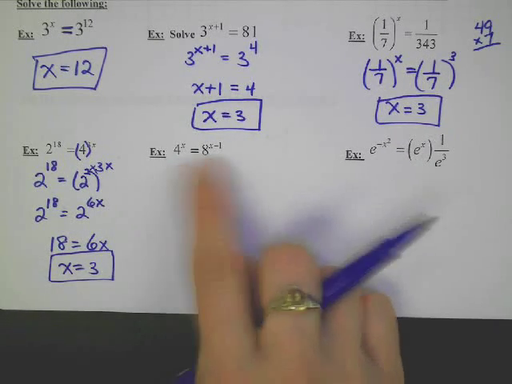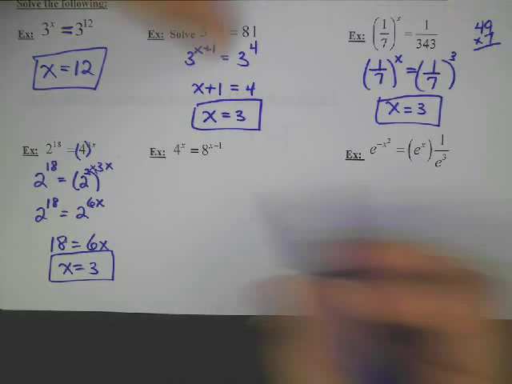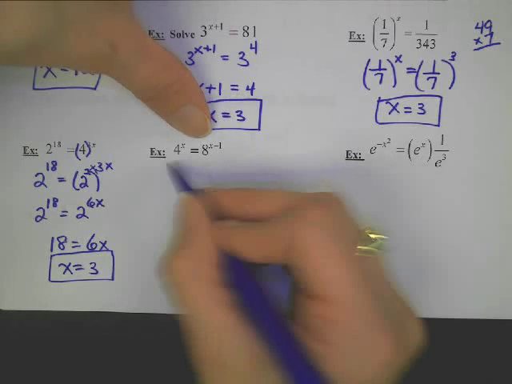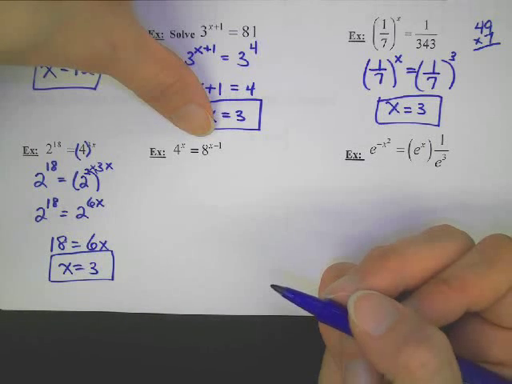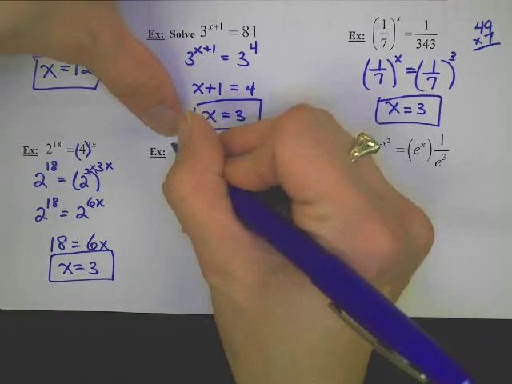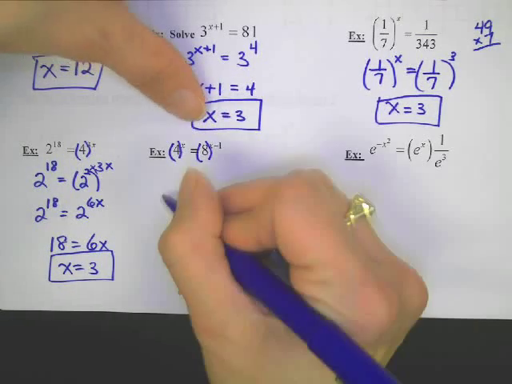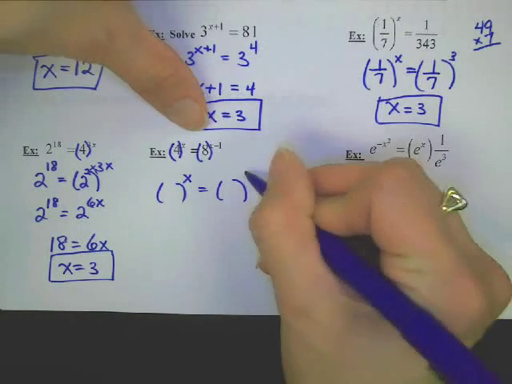Between 4 and 8, let's make a common base. Oh, but you can't turn an 8 into a 4, can you? So we're going to have to go even smaller. I have to make both of them have a base of, that's right, 2. So let's put parentheses around the 4. I'm going to put parentheses around the 8. So I've got stuff in parentheses to the x. I've got stuff over here to the x minus 1.